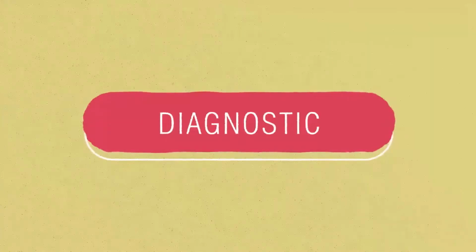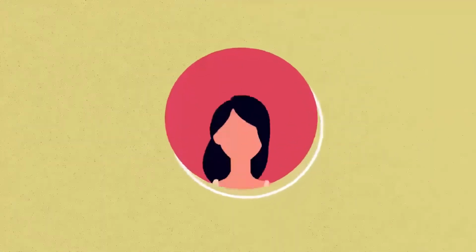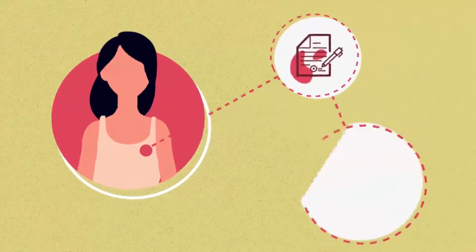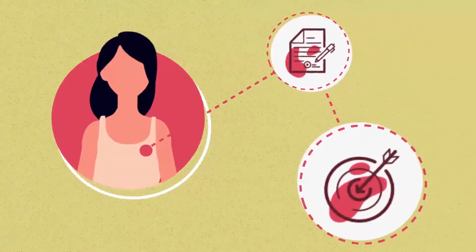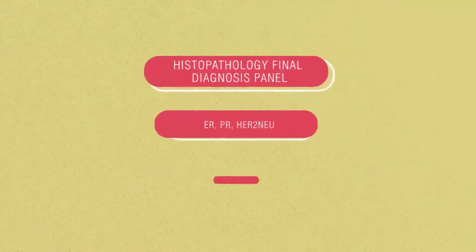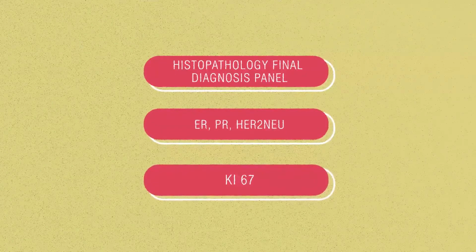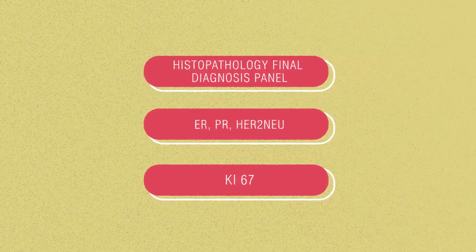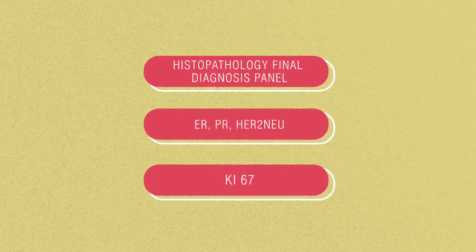The second category is diagnostic. This is the stage where one gets confirmation about the breast cancer and they help in starting of the treatment. The tests in this stage are histopathology, final diagnosis panel, ER, PR, HER2 NEU, Ki67.